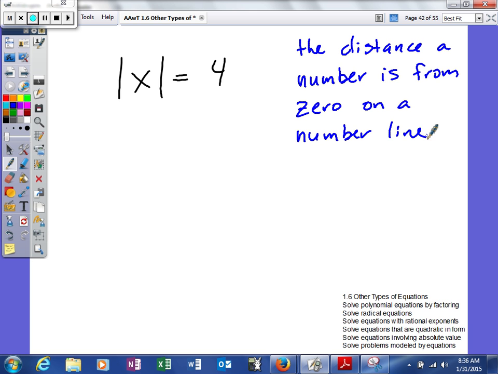So if you have the absolute value of x is equal to 4, basically what we're doing is we're looking at a number line. I wish I knew how to create a number line, but I don't think I do. A number line, and here's 0. We're looking for numbers that have a distance of 4 from 0.